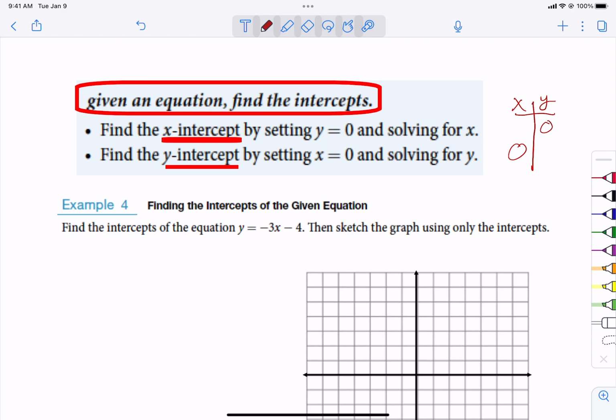It's really a nice technique to use if your equation is in standard form, that ax plus by equals c. It's the quickest to graph and to find those intercepts. So let's go ahead and fill in our 0, 0 chart for this particular one. Remember, this is going to be our x-intercept, and this one is going to be our y-intercept.